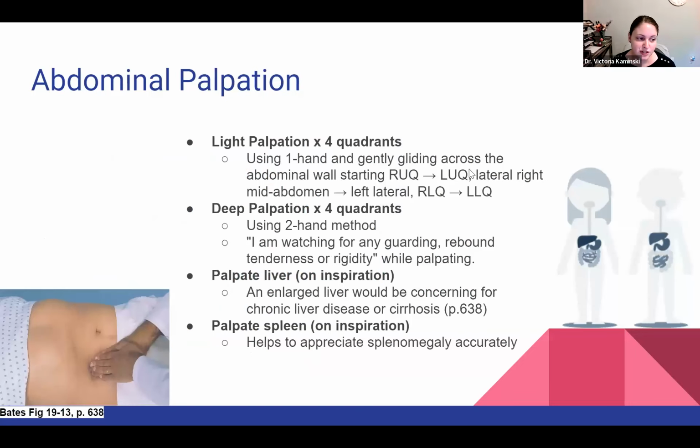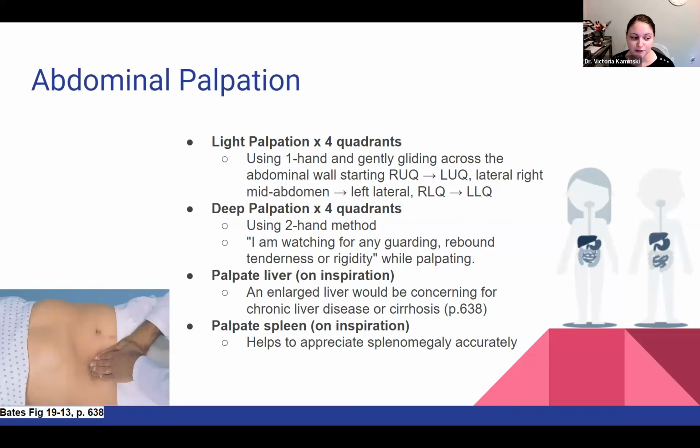For abdominal palpation, you're going to start with light palpation. So using one hand with a very gentle kind of gliding motion. I do recommend that you gently glide your hand over as opposed to just press in 4 different spots with light palpation. By doing so, if you start in the right upper quadrant and guide your hand over to the left upper quadrant and come back through the middle of the abdomen and the lower abdomen, you're making sure not to miss any areas. You're going to then repeat that with a deep palpation or a two-handed method.